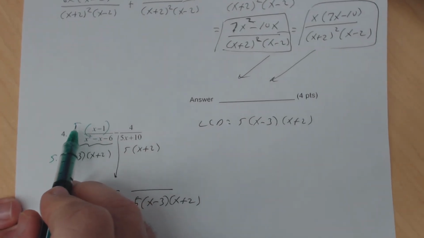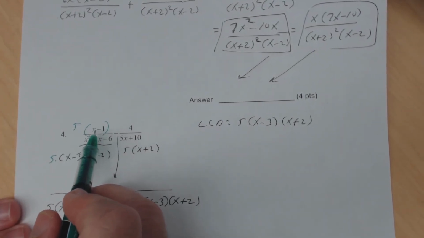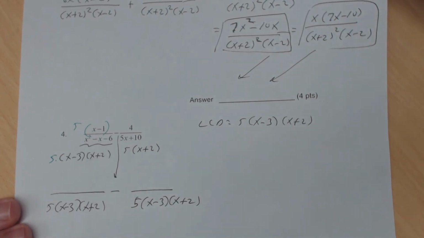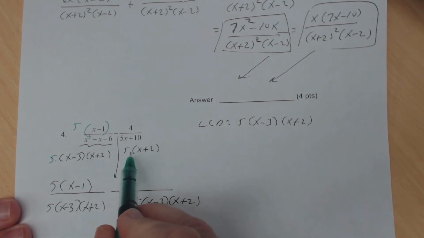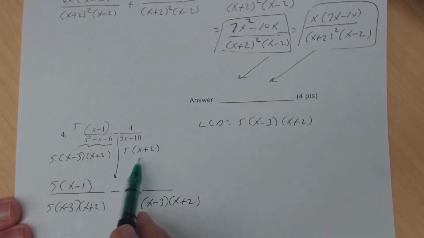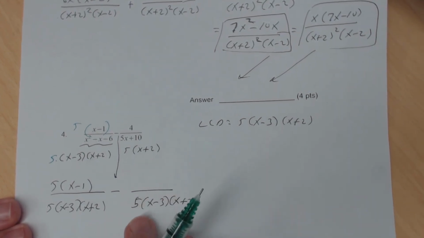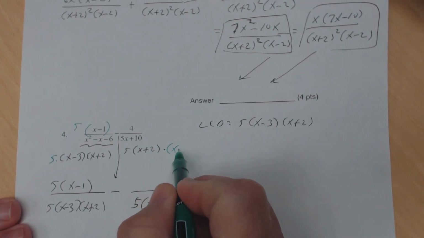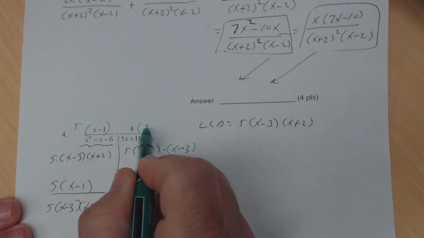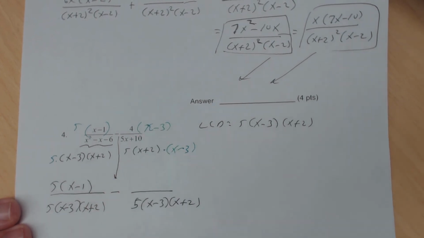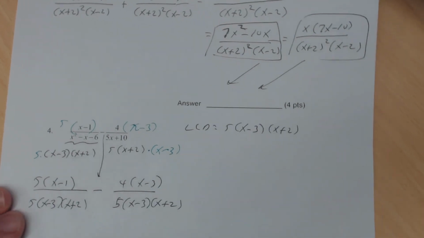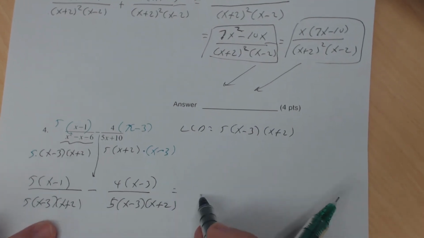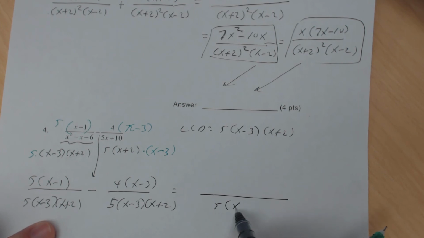Now make sure you put that in parentheses because all of these terms have to be multiplied by 5. So really you have 5 times x minus 1. Over here, it looks like I'm missing the factor x minus 3. I have the 5 and the x plus 2's. I'm missing the factor x minus 3. So I gotta say times x minus 3. Make sure you put that in parentheses. So it looks like I have 4 times x minus 3. Okay, now I can write this as one fraction with that denominator.